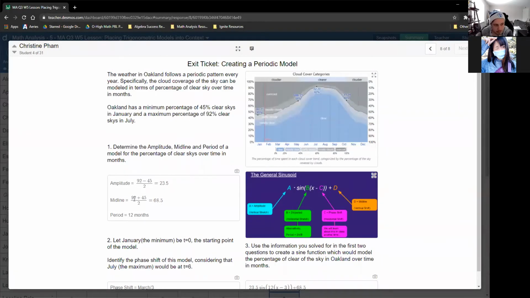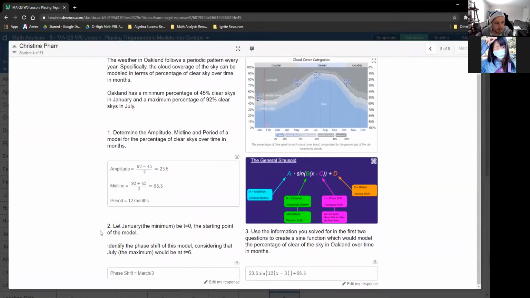So let's see. That's your amplitude. That makes sense. Your midline, you found the average of them. Cool. The period is 12 months. Looks good. And then finally, she said the phase shift would be March/3. I assume you mean March or 3, like they're the same thing. Fun fact, March is not 3 months after January. You're thinking of April. But yes, it would be 3.